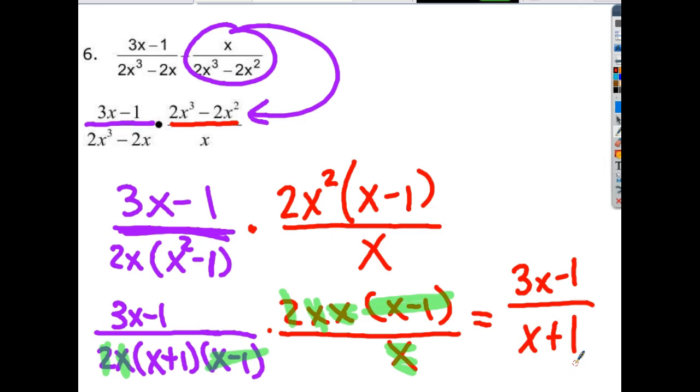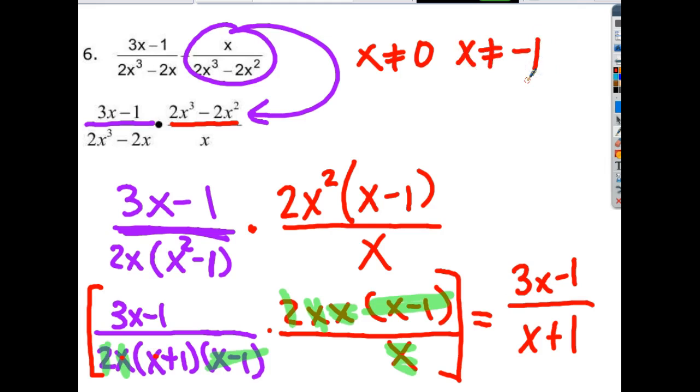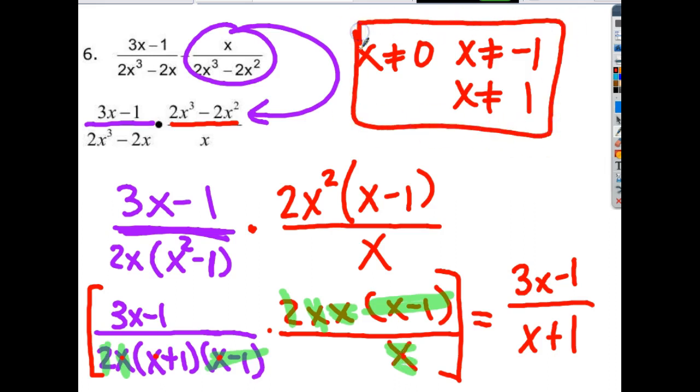The excluded values come from this part right here before I canceled anything out. That x cannot be equal to 0. This x cannot be equal to -1, because that would make that go to 0. This x can't be equal to +1, and this x can't be equal to 0, so I already have that. And so these are my excluded values.